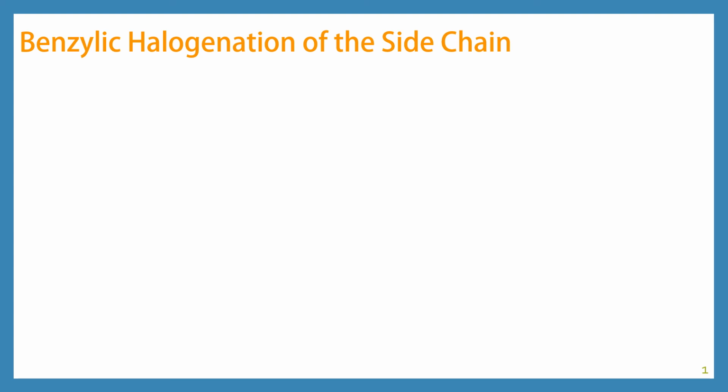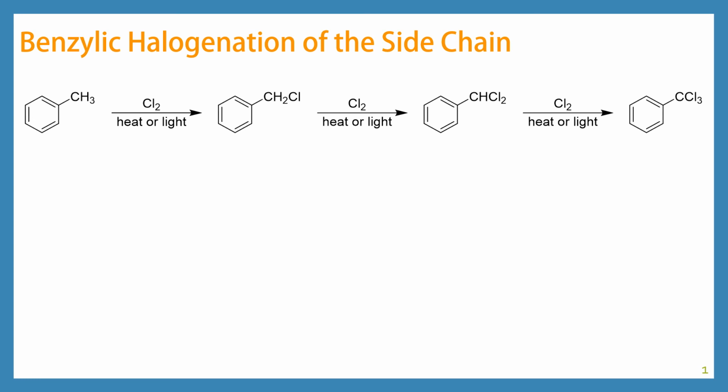In this presentation, we're going to discuss reactions of the side chains of benzene. Our first reaction is benzylic halogenation of the side chain. You first see this reaction in OChem 1 when you learn about radical reactions.